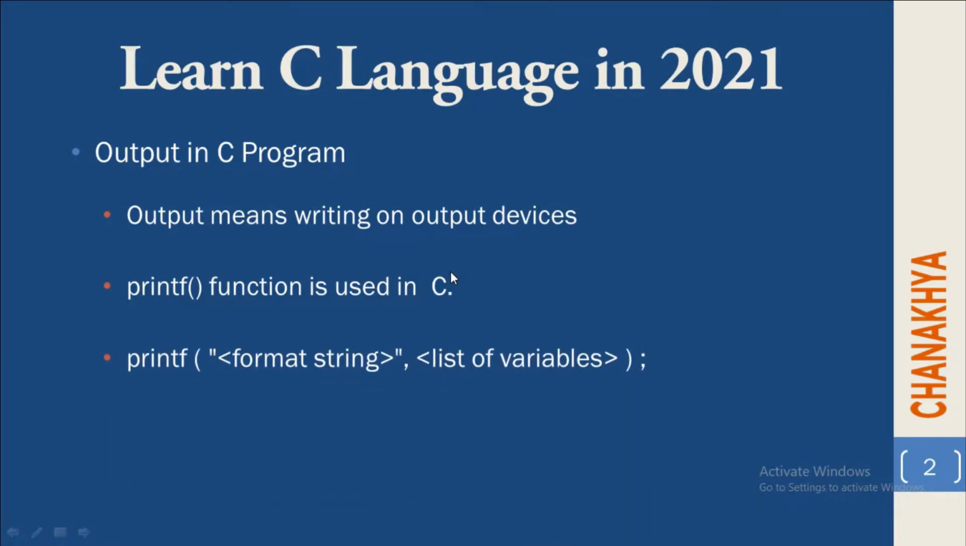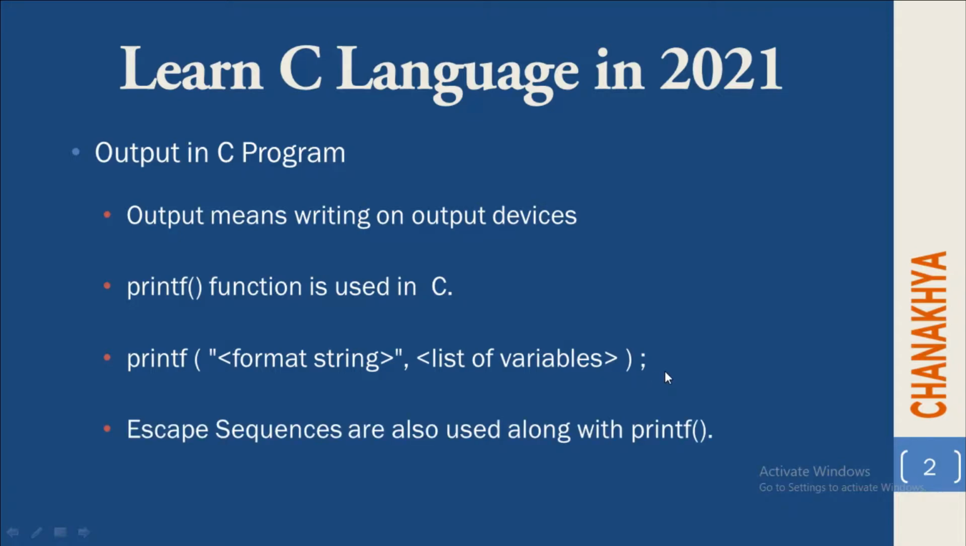So the printf function is used this way. We write printf, then start the parenthesis, and here first we give the format string that we want to display, and then we give the list of the variables whose values we want to display on the output device. Along with that we can use escape sequences or other formatting sequences. Mostly the escape sequences, how to use them and what their benefits are, we will discuss while practically doing this program in C language.